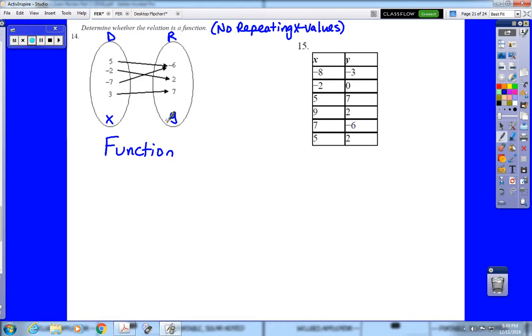So the next one here, you should be able to answer. Are there any repeated x's? Yep. So that is not a function, because x equals 5 repeats in the domain.